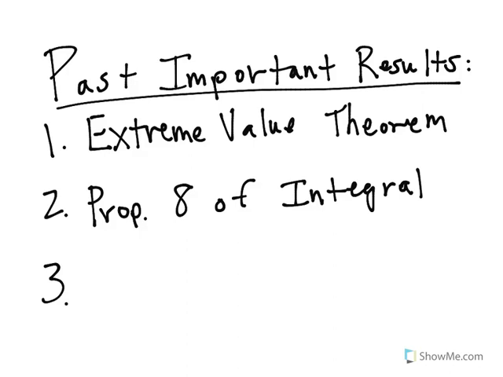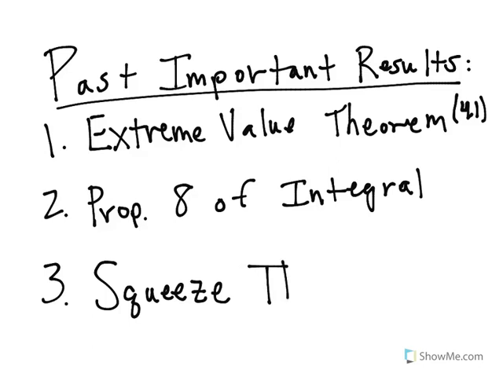And then for the third past important result, we got to reach way back. By the way, if you want to look up where the extreme value theorem came from, that was in section 4.1 in our book. And then the last one is going to be one of your favorite old results that you might remember from, oh my goodness, so early on in the course, a few weeks into the course, if even, back when we talked about limits. Maybe one of your favorite results, I'm being a little sarcastic, from back then was called the squeeze theorem.